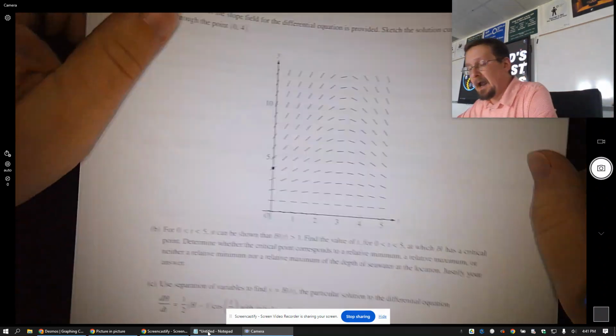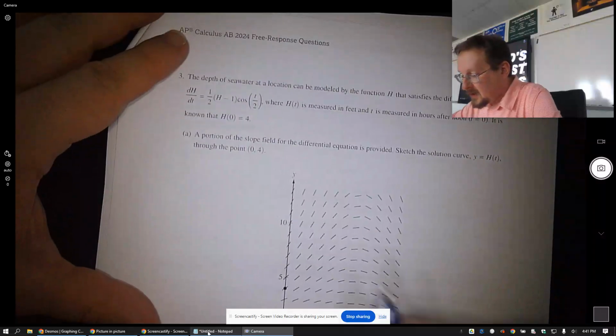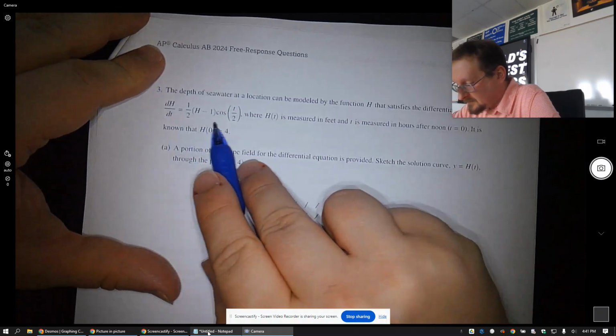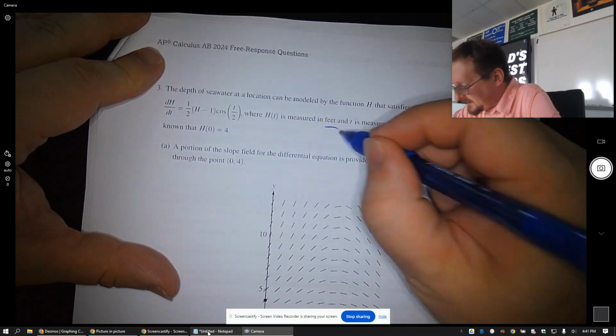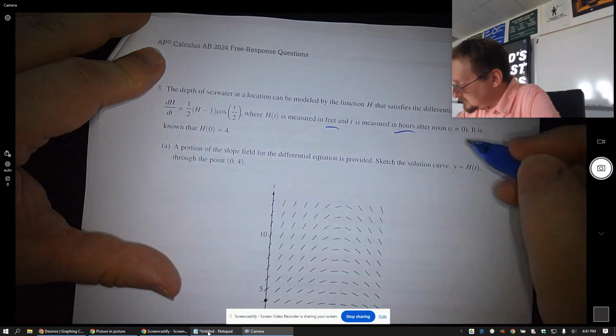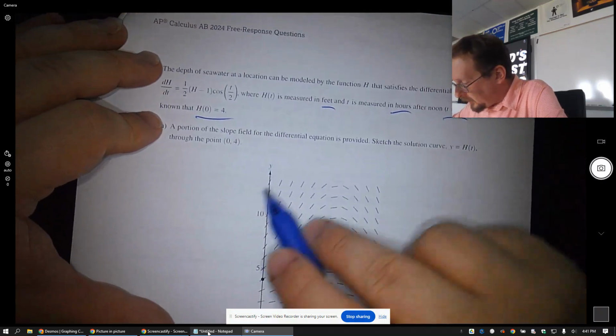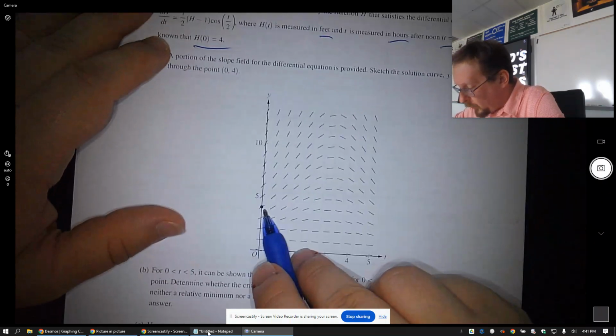Now I have 6, no calculator problems to do. I have my calculator standing by just in case. The depth of seawater at a location can be modeled with function h, set as a differential equation, in feet, with time in hours, and h at time equals 0 is known. There's a portion of the slope field. Sketch the solution curve.